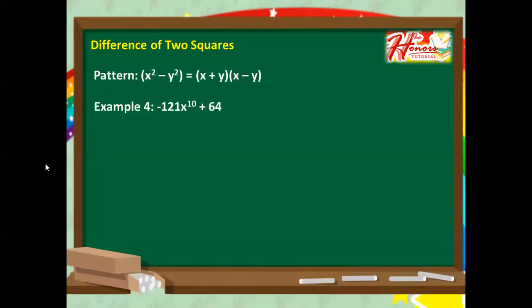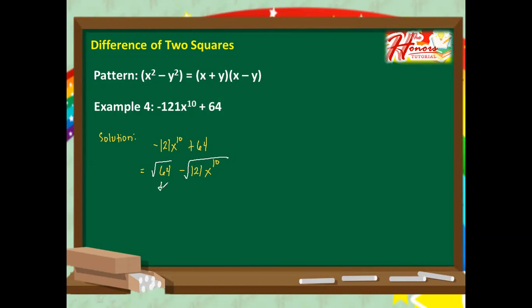How about this? We have here a negative number. This will be our solution. The given is negative 121 x raised to 10 plus 64. We don't want any negative number first, so therefore we have to interchange the places of these numbers. Then it will become 64 minus 121 x raised to 10. It is still the same but different in position. So let's have the square root of 64 and square root of 121 x raised to 10.